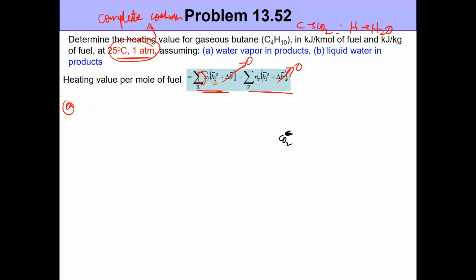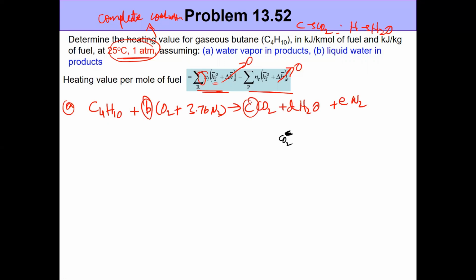Let's say consider 1 mole of fuel, right? So C4H10 plus some amount of air. So you say B times oxygen plus 3.76 N2. Okay. Now this is going to give us, let's say, C times CO2 plus D times H2O plus E times N2. Now, basically, just by doing atom balance, you'll be able to determine the values for B, C, D, and E. Okay, it's just the way we have done before.